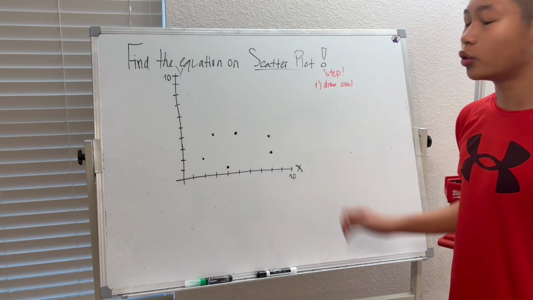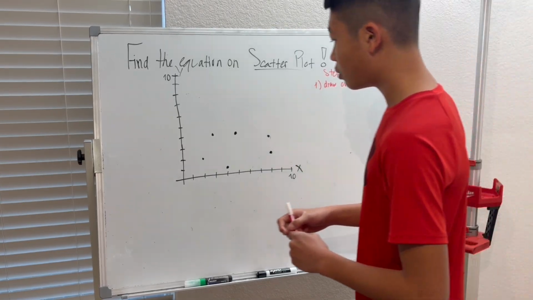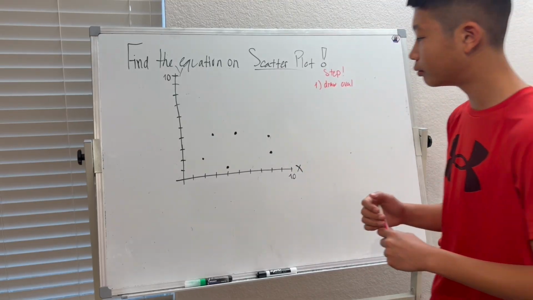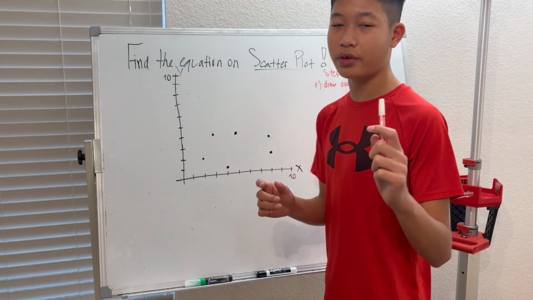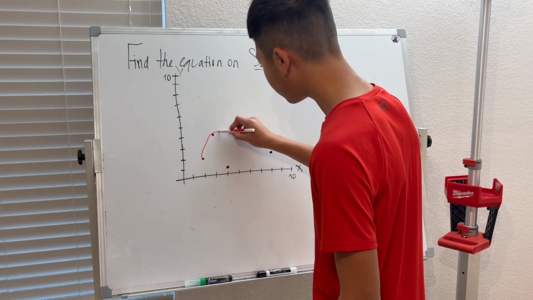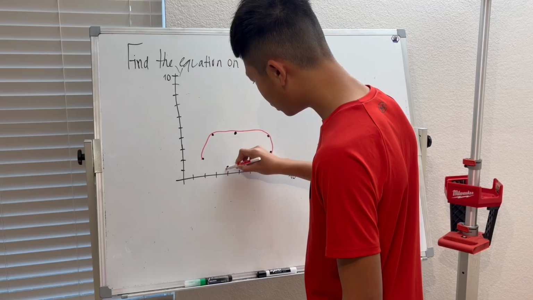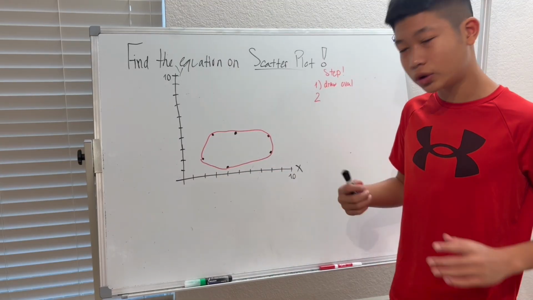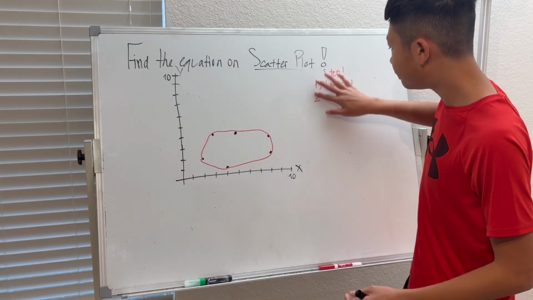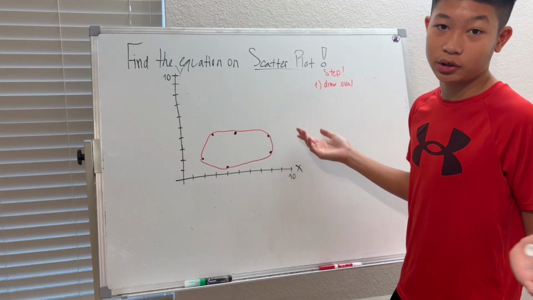When you draw the oval, you want to enclose all the points. Make sure that it touches every point, okay? Because you want to be as accurate and as close as possible. I know my oval's not that good, but hey, at least I can draw.